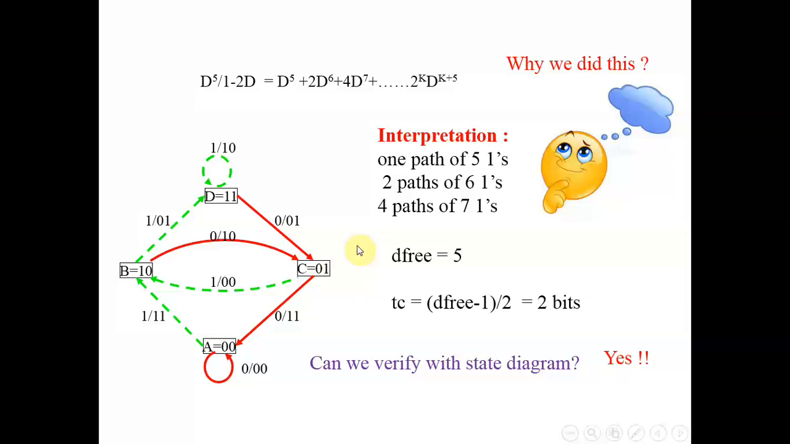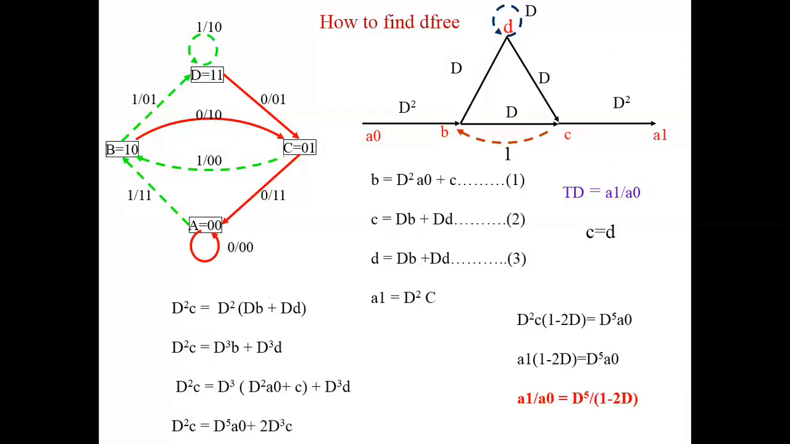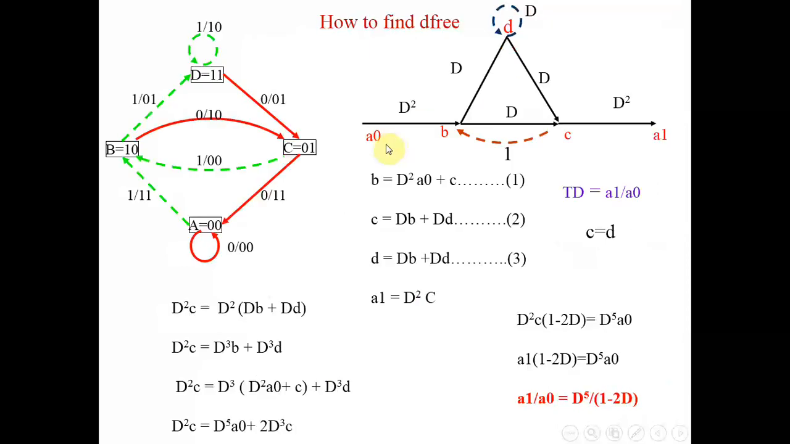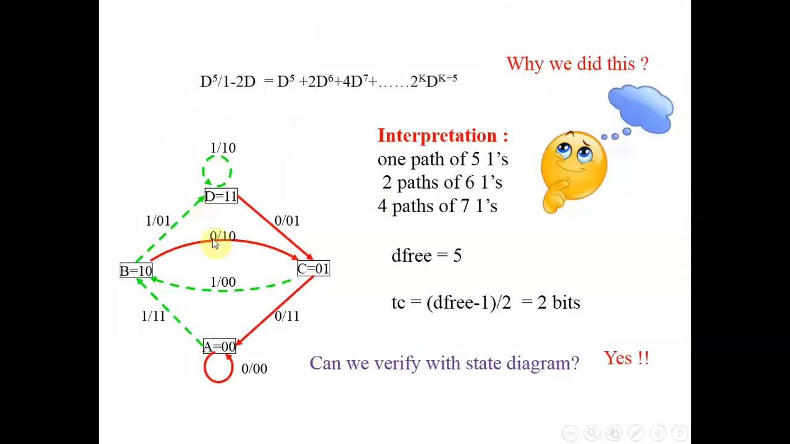So in this particular video we have covered the representations, and we have seen a very critical concept of the convolution encoder, that is D free, because it is going to decide the error correcting ability, and we have seen how we can decide what D free is.